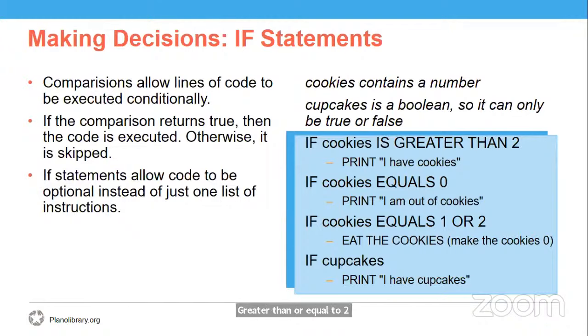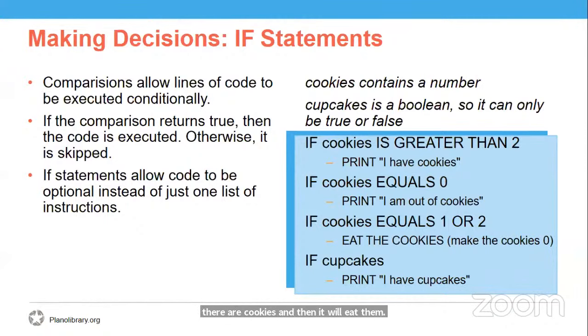then if there are 2 cookies, then the program will run through that first statement and print it has cookies. And then because it also satisfies equals 1 or 2, it will then eat the cookies. So it will announce that there are cookies and then it will eat them.